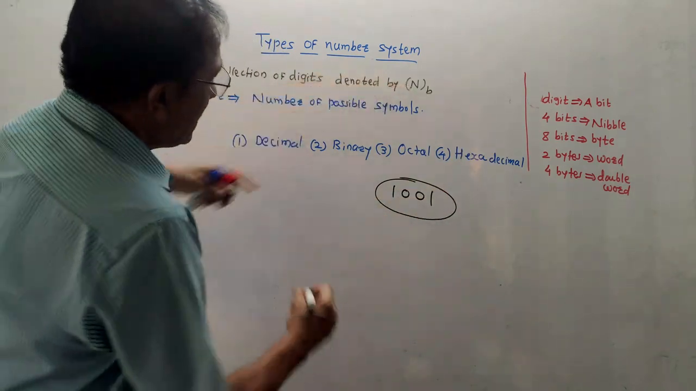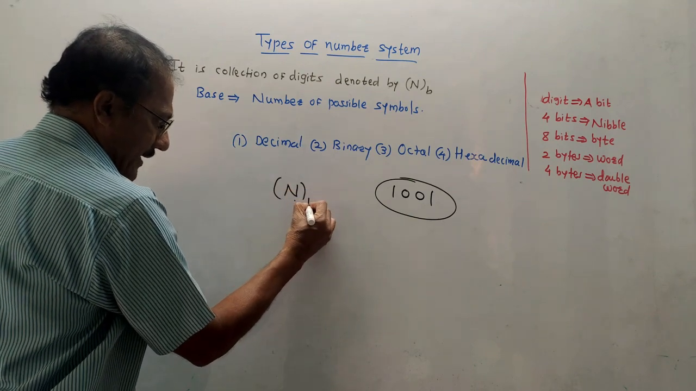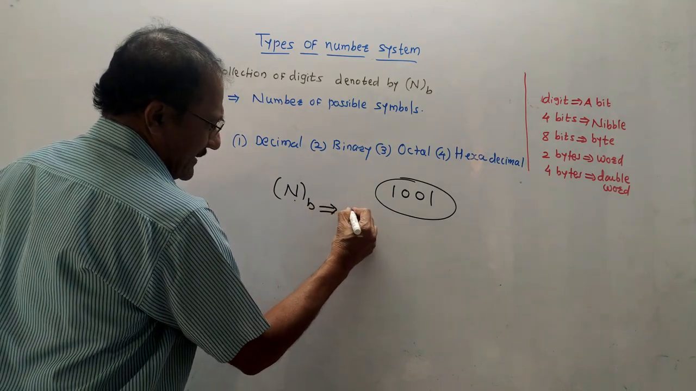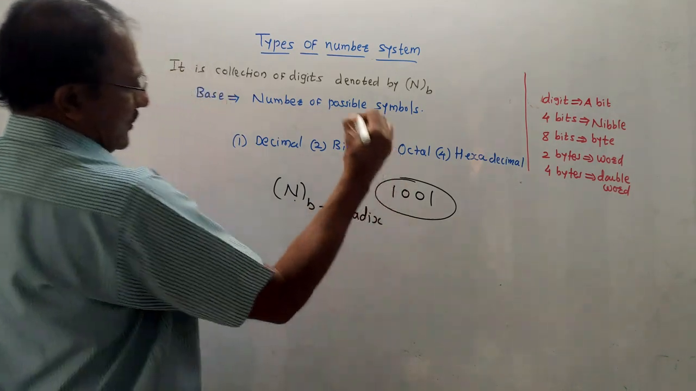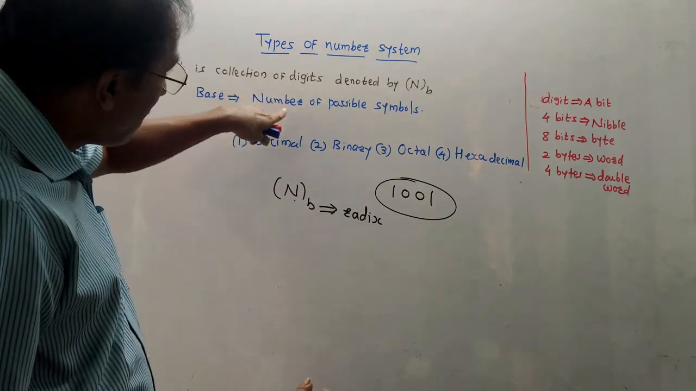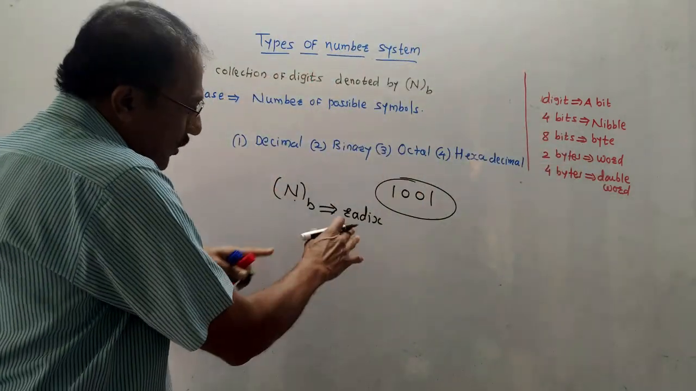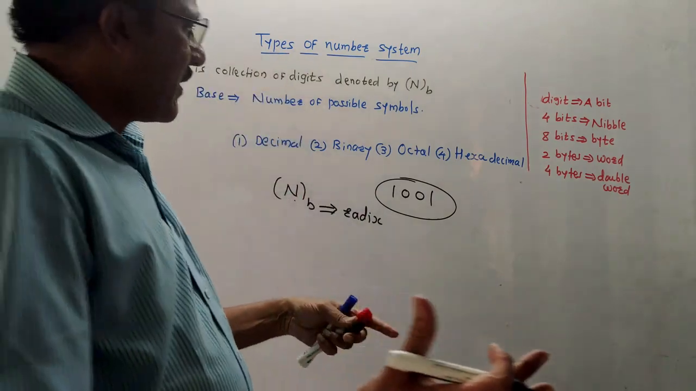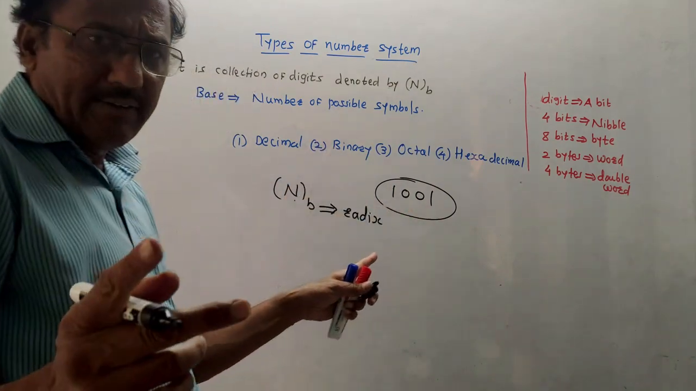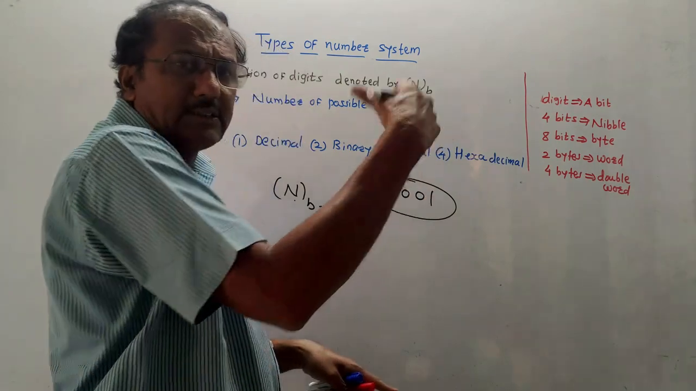Now the notation used in this case is N with base B. N represents a particular number and B is known as the base. One more name is there, it is also known as the radix. So B represents base or radix. What is the base? The number of possible symbols used in a particular number system is known as the radix or the base. For example, if I am using this type of code word, then there are only two possible levels, either 1 or 0. So the base of this particular system is 2.